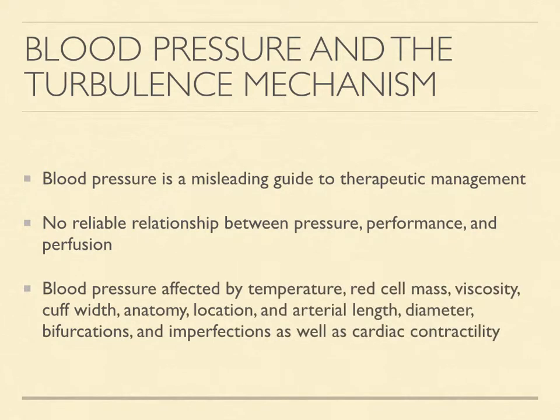Blood pressure is a misleading guide to therapeutic intervention because the relationship between blood pressure, tissue perfusion, and cardiac performance is unreliable. Pulsatile turbulence varies in accord with arterial diameter, curvature, and bifurcations, so that its intensity varies from location to location. Blood pressure cuff width and patient anatomy perturb blood pressure measurement. Invasive arterial cannula transducers must be calibrated in accord with cuff pressure.